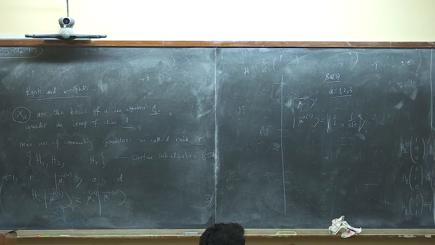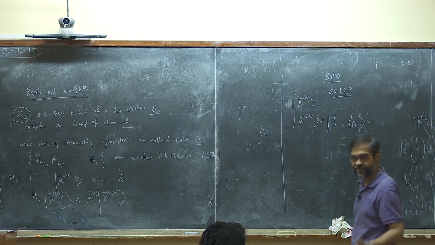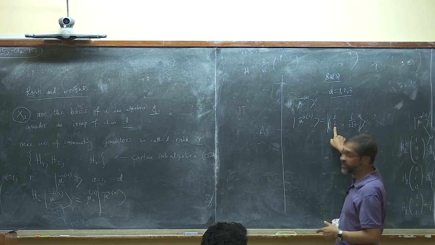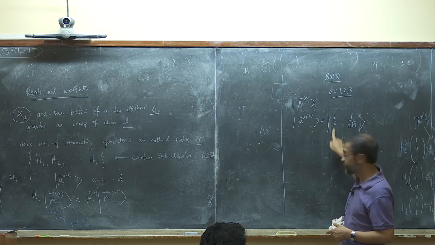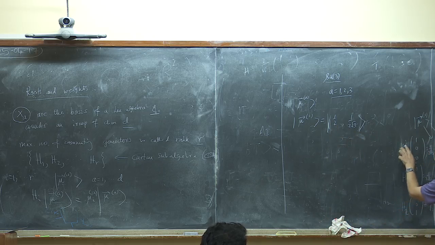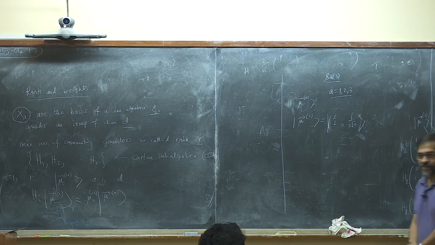Why is that so? Because mu 1 is this 1, 0, 0. Acting on 1, 0, 0 by H1 gave me the eigenvalue half, which we have just rubbed off. So H1, when it acted on that, gave me half. H2, when it acts on the same state, gives me 1 over 2 root 3. Agreed?